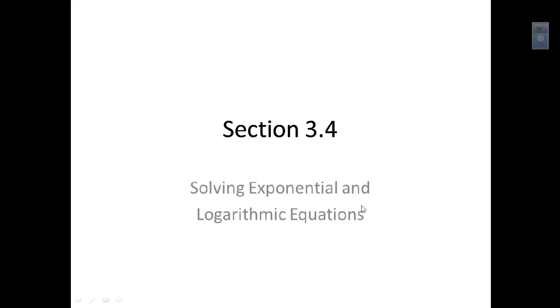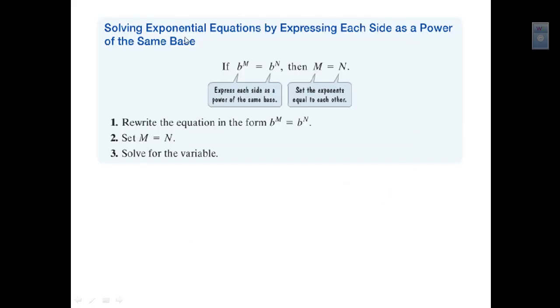Alright, so this section, section 3.4, we're going to work on solving equations that include exponential and logarithmic expressions. Solving an exponential equation by expressing each side as a power of the same base simply means, and we've looked at some of these, if we have b to the m power equal to b to the n power, since both of these bases are the same, if the two expressions are equal, that means that m must equal n.